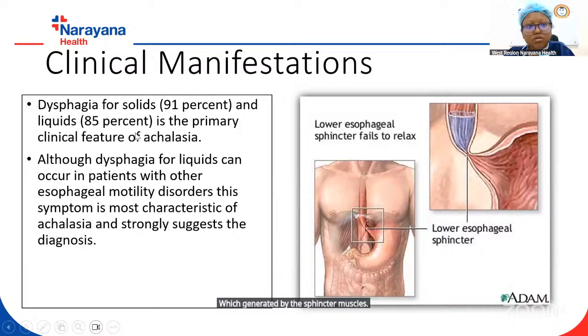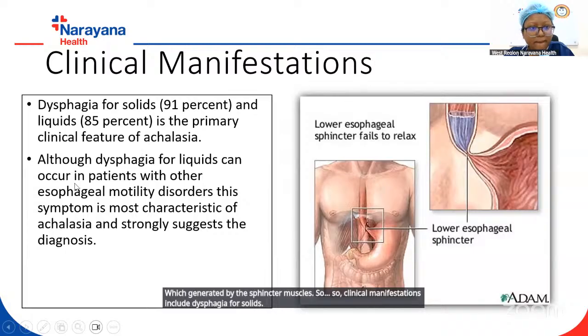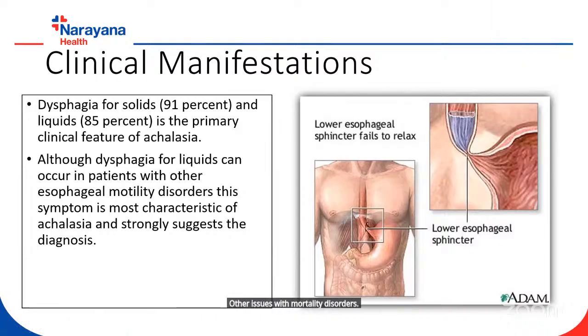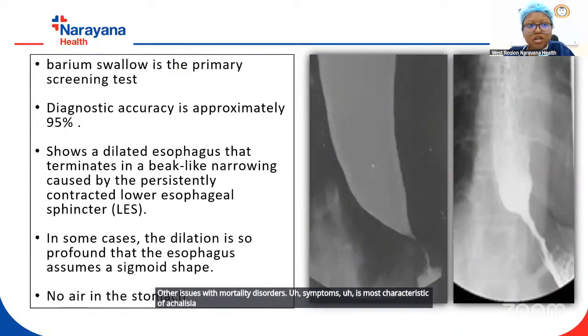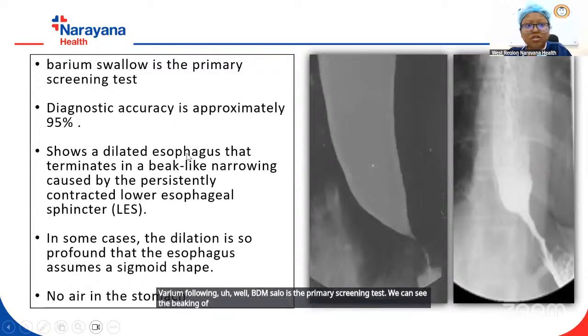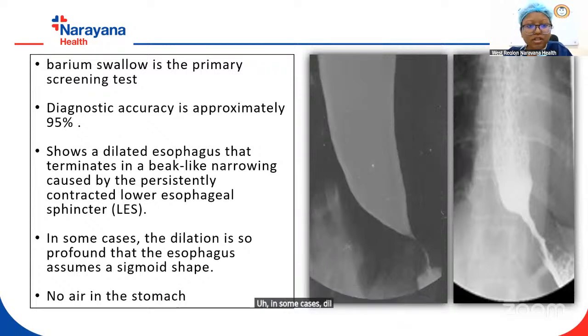So clinical manifestations include dysphagia for solids and liquids. Although dysphagia for liquids can occur in patients with other motility disorders, the symptom is most characteristic of achalasia and strongly suggests the diagnosis. Barium swallow is the primary screening test. We can see the beaking of the contrast here. Diagnostic accuracy is approximately 95%. In some cases, dilation is so profound that the esophagus assumes a sigmoid shape.